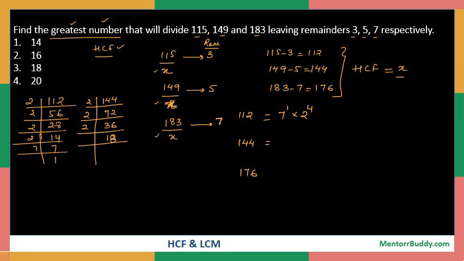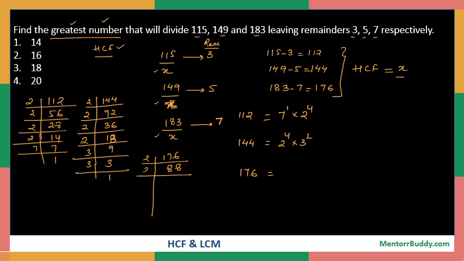this becomes 18, 9, 3, 3 and once again 3, we get 1. So therefore it is 2 to the power 4 multiplied by 3 squared. And then the last number, that is 176, gives me 88, 2 times 44, 2 again 22, 2 again 11, and 11 by 11 is 1. So I get 2 to the power 4 multiplied by 11 to the power 1.